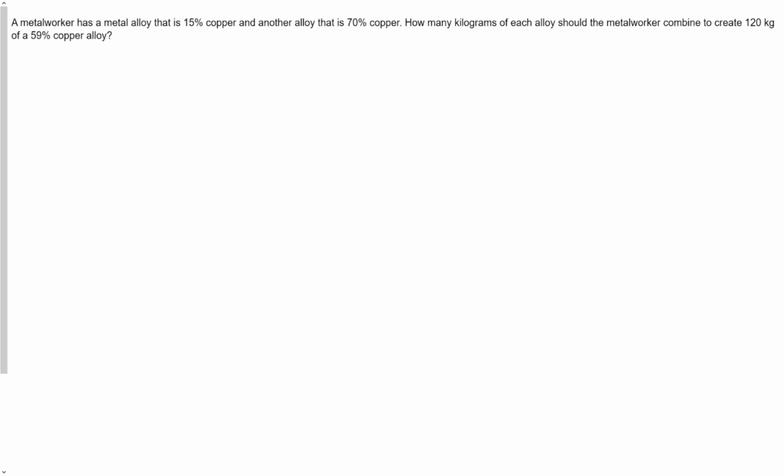All right, so a metal worker has a metal alloy that is 15% copper and another that's 70% copper. How many kilograms of each alloy should the metalworker combine to create a total of 120 kilograms of a 59% copper alloy?